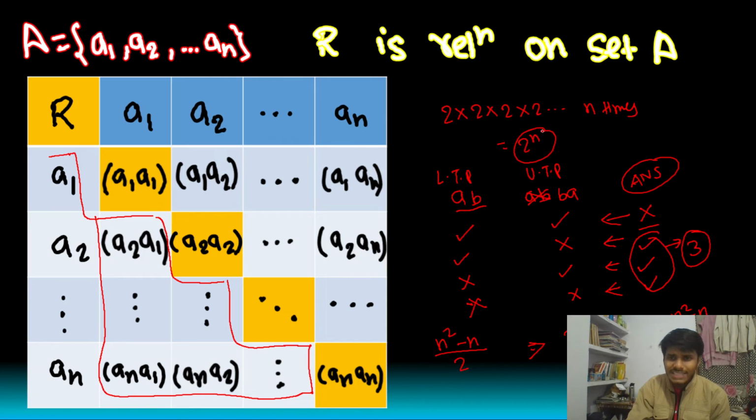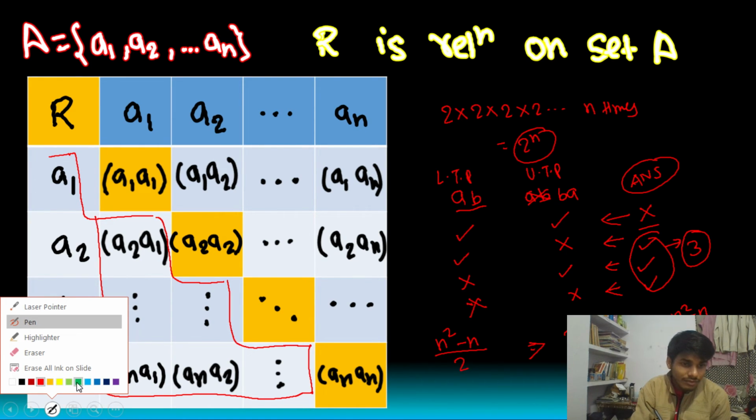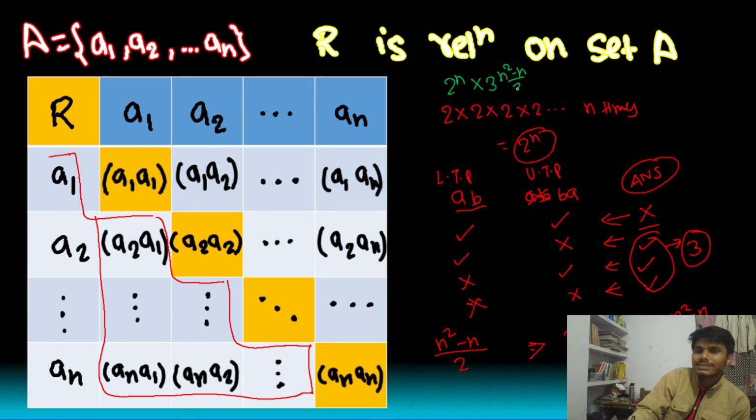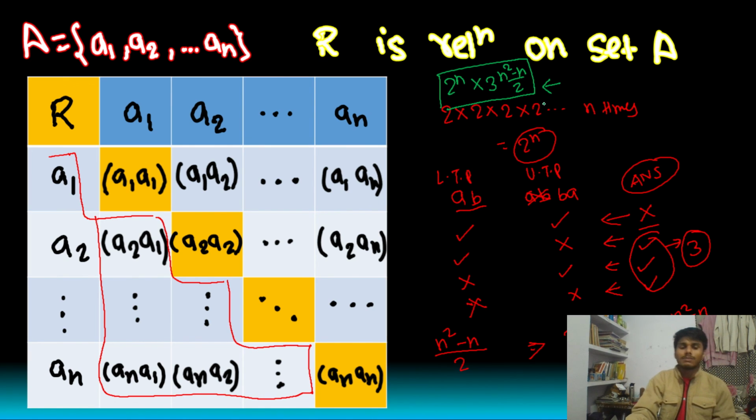So this was the case for diagonal elements, and this was the case for non-diagonal elements. Finally, the total number of relations that we can have would be the product of these two by the simple product law. So our answer would be 2 to the power n into 3 to the power (n square minus n) by 2. That's it. This is the total number of different antisymmetric relations possible.